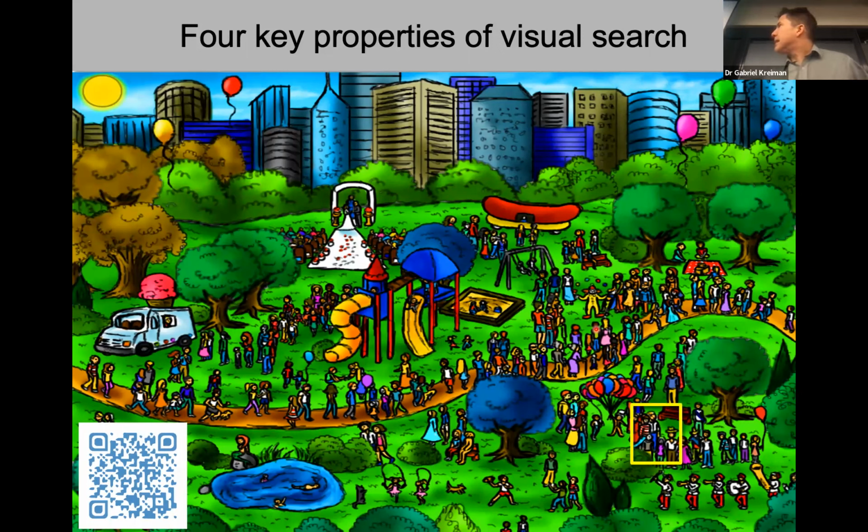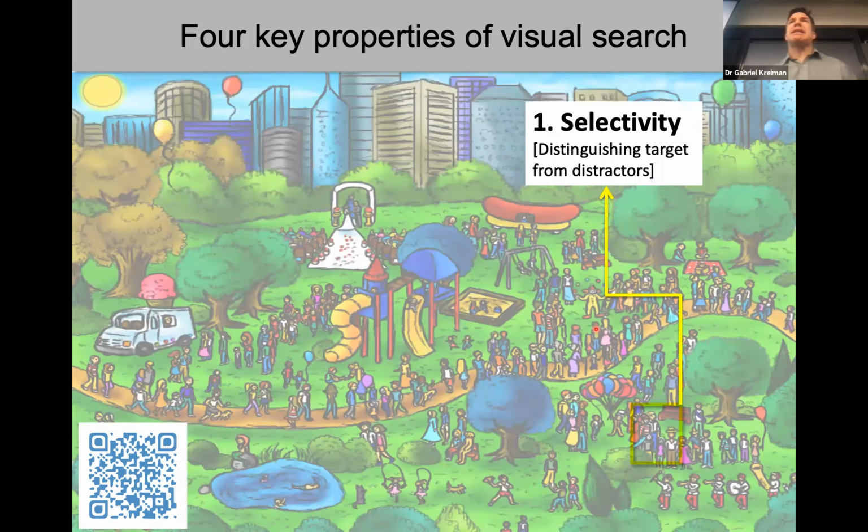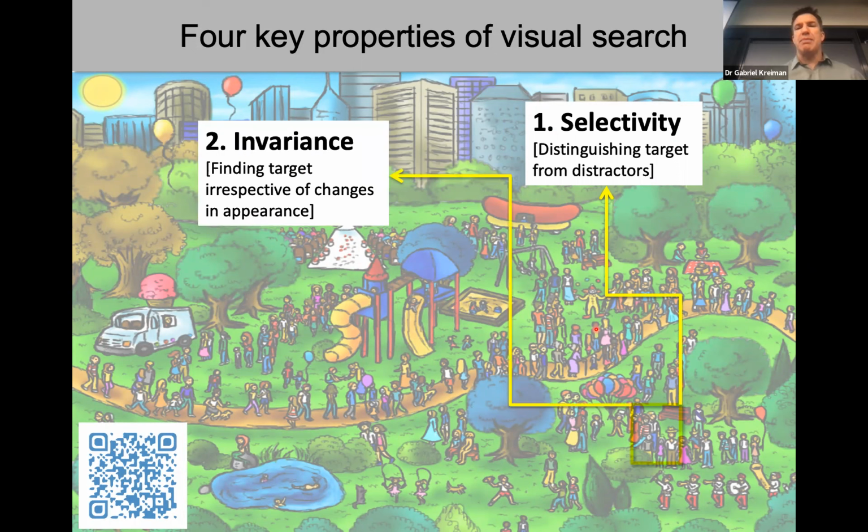It's very hard. And it's hard because in order to do visual search, we need to combine what I think are the 4 key principles of visual search. The first one is selectivity. We want to be able to discriminate the target, in this case, Waldo, from any possible distractors in the image. The second one is invariance. We want to be able to find the target irrespective of changes in its appearance.